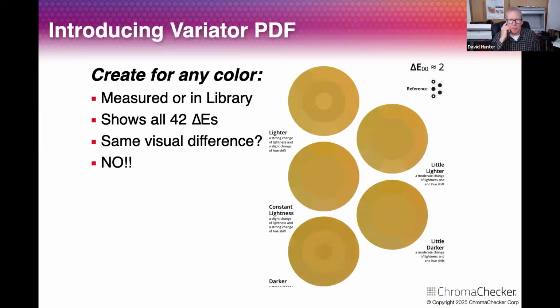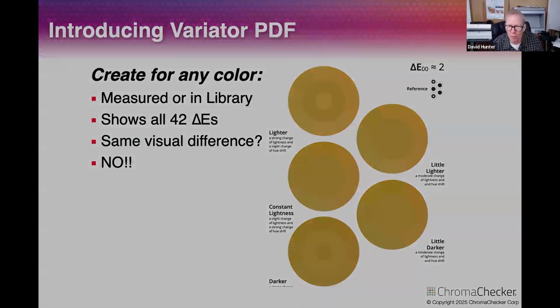Introducing ChromaChecker's Variator PDF. This allows you to take any color from any library, or a color that you measure, and create all 42 delta E's for that color. What you're seeing here in this gold is 42 variations of a 2 delta E. As you look across these 42 variations, I'm sure you'll agree that in the center circles the difference doesn't look very large, but in the top and bottom circles the difference looks very large. And that reference on the right tells you which colors are the reference.